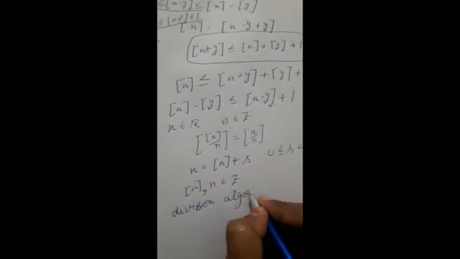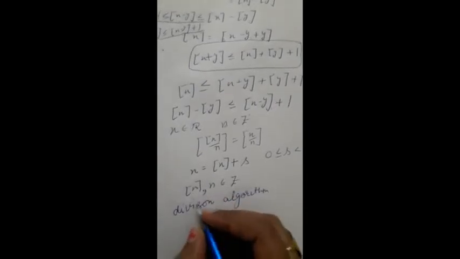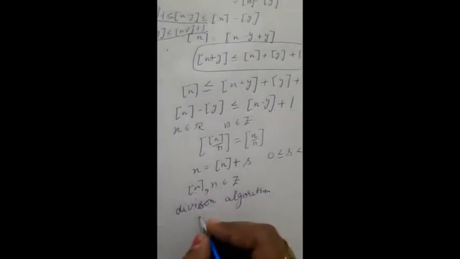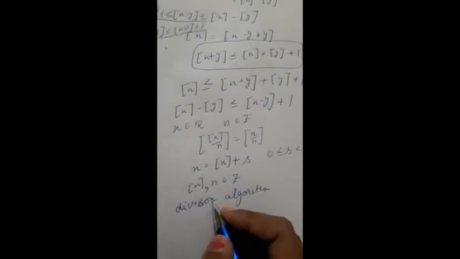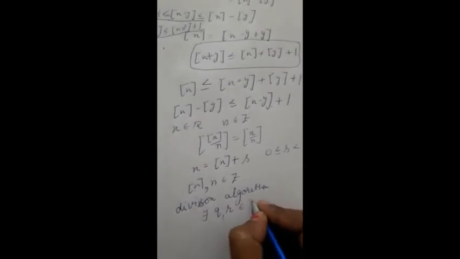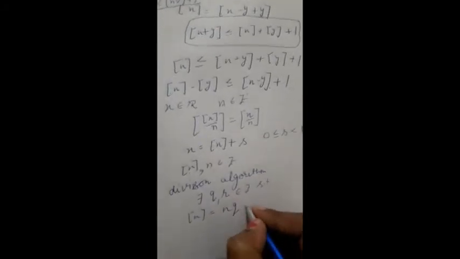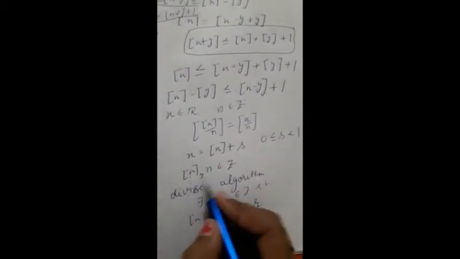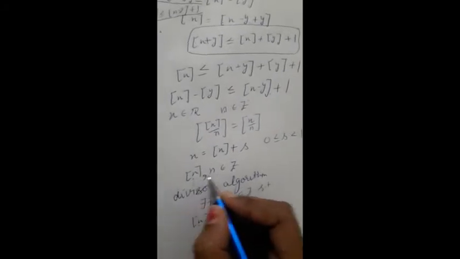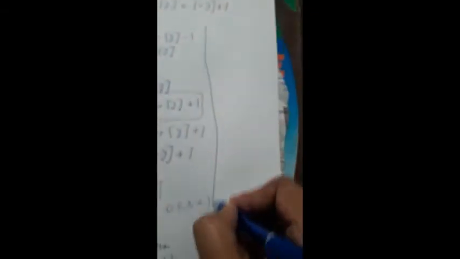What is the division algorithm? The division algorithm says, when we have two integers, then we can divide them. We can divide any one of them by the other. When we divide, we get a quotient and a remainder. That means there exist two integers q and r belonging to Z, such that greatest integer x can be written as nq plus r. We can divide greatest integer x by n. We get the quotient q and the remainder r. So now we use this condition, greatest integer of x by n. That is, we prove the right hand side.